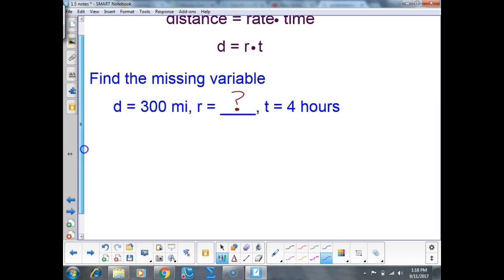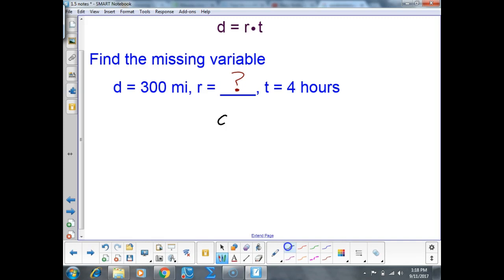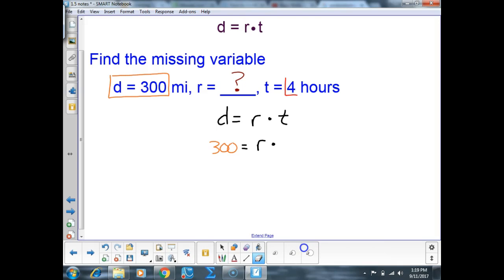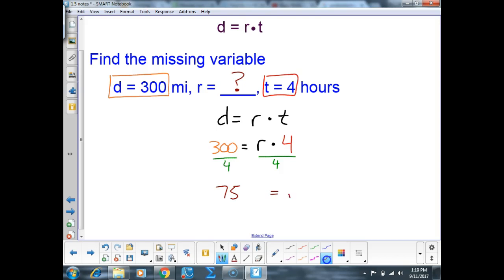So, I would again start with the formula. D equals R times T. We know that D is 300. I don't know what R is. And I know that T is 4. So 300 equals R times 4. How are we going to solve that? Divide both sides by 4. So we get 75 equals R, right?